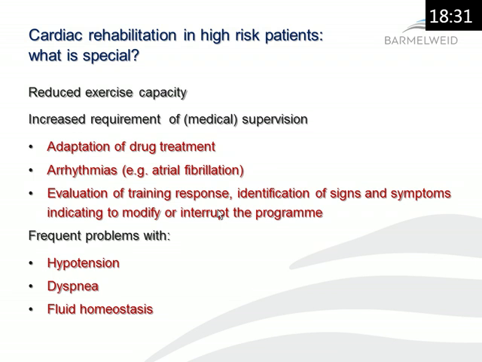Now, what is special in high-risk patients? What differs high-risk patients from the ordinary one? Of course, first of all, this is the reduced exercise capacity. So these are patients who are not able to train very well, which has to be taken at low intensity. And this is not a risk in itself, but it shows you high risk in general is low exercise capacity, and accordingly exercise prescription has to be adapted.